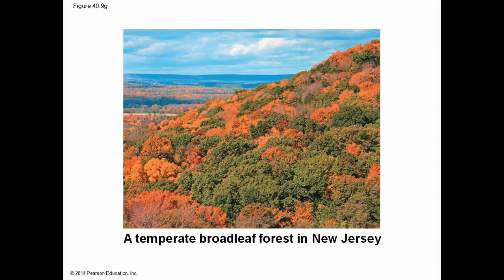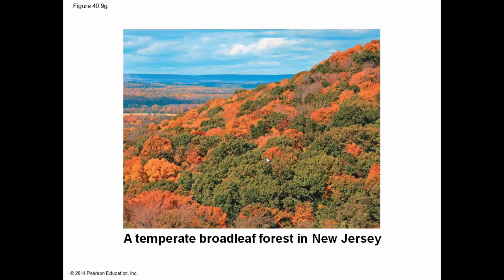Okay, temperate broadleaf forest here in New Jersey. As you can see, it's got nice rolling hills. There are some really beautiful places in New Jersey. This is one of them. This is during the fall. You can tell that the fall colors are coming into play, and eventually these trees are going to lose their leaves. These are mostly oaks and maples, and they're going to lose their leaves.